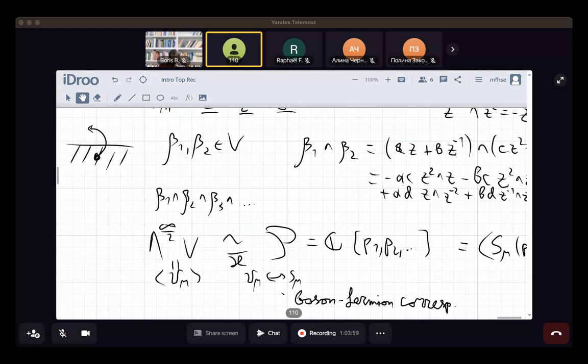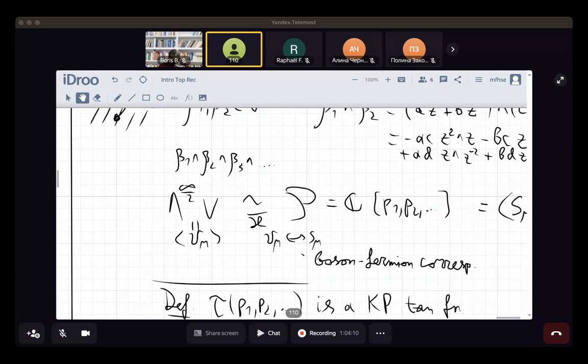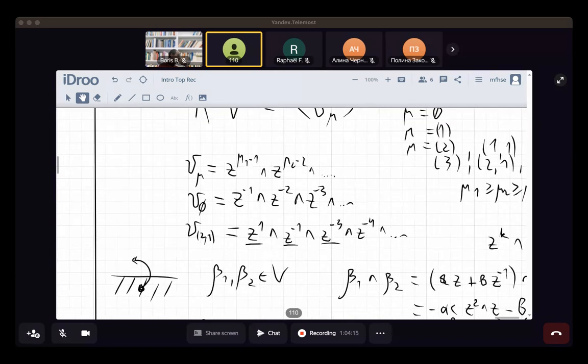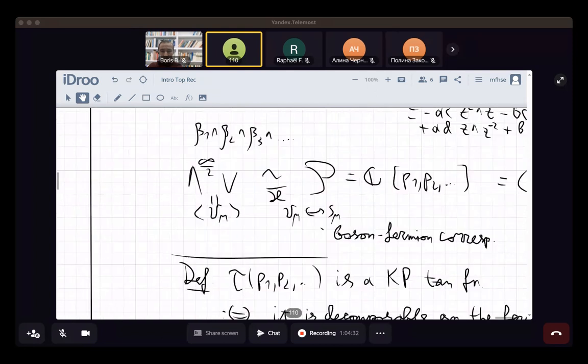mu, right? Then it always should have the form, this form, right? So from some point it looks like z to the power minus I. The i-th term of the product is z to the power minus I.